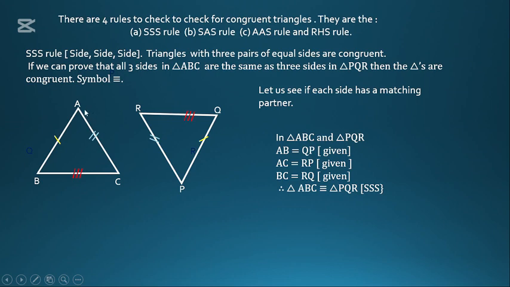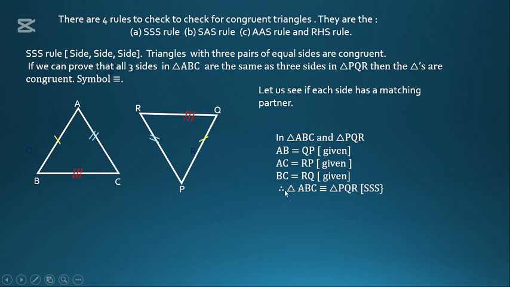Then, AC is equal to RP. Look there, they are marked the same. And it is given to us. Thirdly, BC is equal to RQ. Also given.